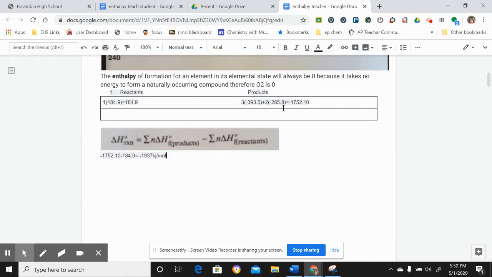Is that an exothermic or an endothermic reaction? I have a negative number there. So it is an exothermic reaction because it is negative. Exothermic because the delta H is negative.